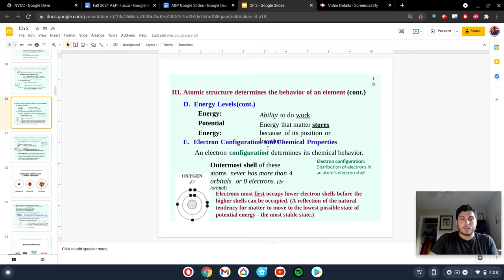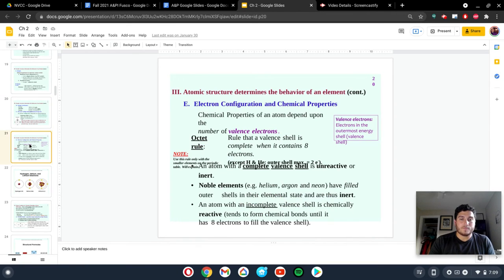Potential versus kinetic energy. Anyways, electrons. Electrons are what allow us to have that energy. The configuration or the layout of the electrons is going to determine its behavior. Meaning, if you change the way the electrons are ordered or where they are or how many you have, that's going to change the way that the element's going to react.